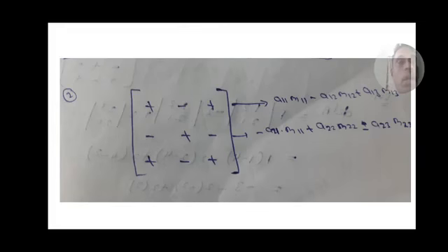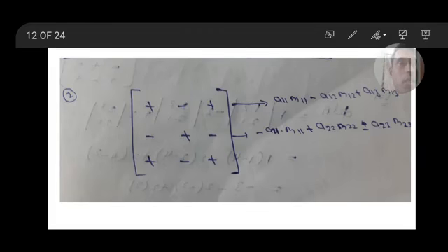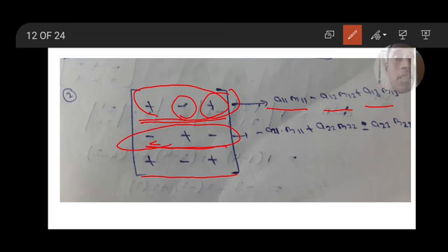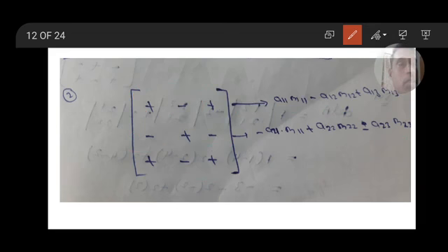Next, note 2, we have to remember this one: plus minus plus, minus plus minus, plus minus plus. If you take the first row and expand the determinant, it is a11 into minor minus a12 into minor plus a13 into minor. If you take the second row, the first element gets minus: minus a21 into M21 plus a22 into M22 minus a23 into M23. You can expand it. Remember these signs.